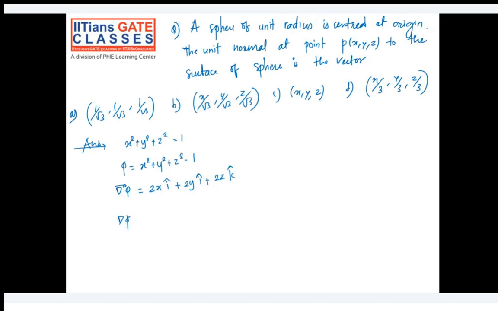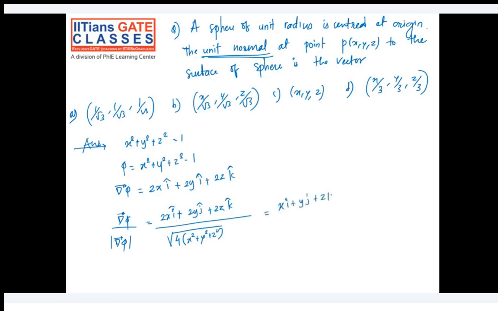Del of phi, and they are asking us the unit normal, right? Del of phi divided by mod of del phi is 2xi plus 2yj plus 2zk divided by under root of 4 times x square plus y square plus z square. X square plus y square plus z square is 1, so under root of it will be 1 again, and root of 4 will be 2, and 2 will get cancelled out, so ultimately you will get xi plus yj plus zk. So it means x comma y comma z, hence option C is correct.